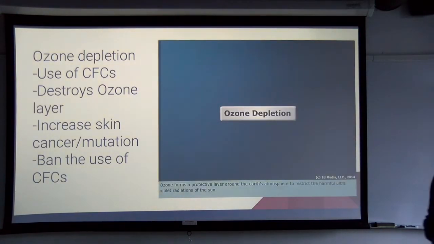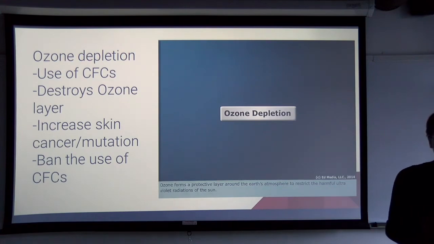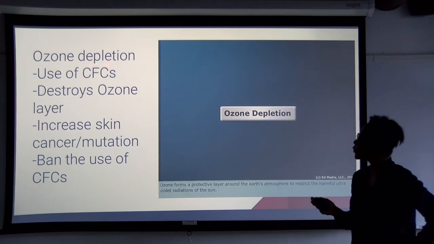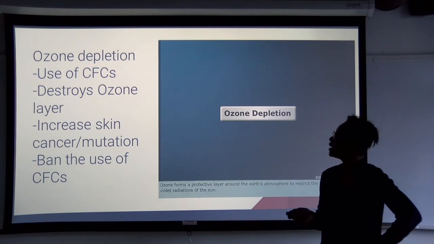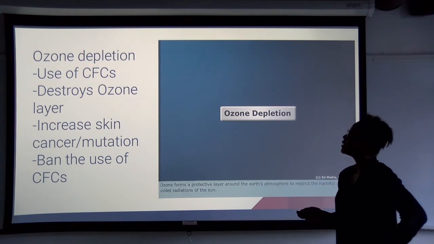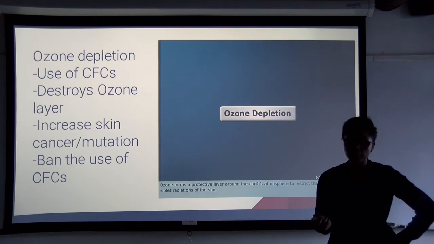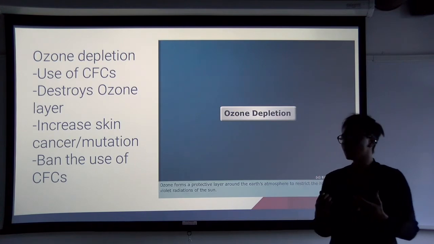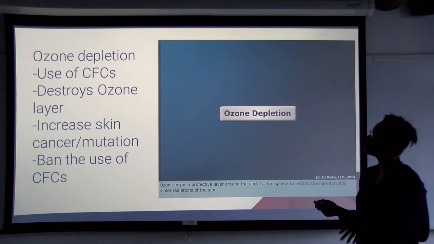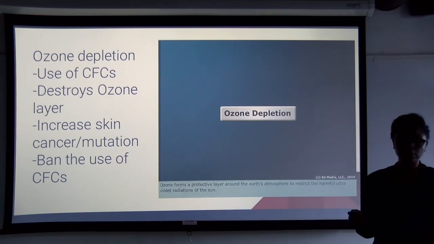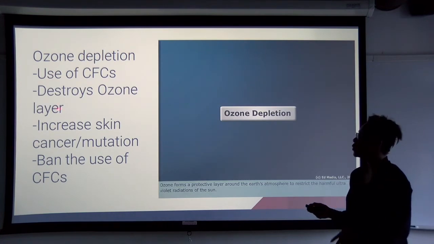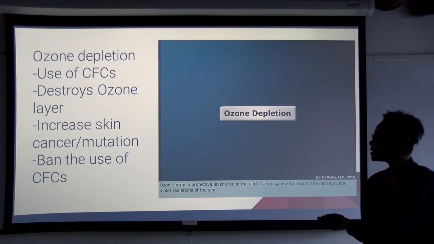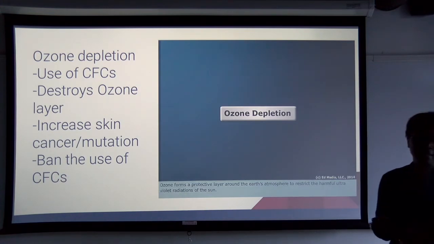And so the third one, I left it off the list because I want to focus on the cause for this, being chlorofluorocarbon, also known as CFC. It's ozone depletion. So this is the destruction of the ozone. The ozone is there to filter out the radiation from the sun, and with it breaking down, the sun rays are not getting filtered as they should, and so we see an increase in skin cancer and mutation. One way to deal with that is to ban the use of CFCs.